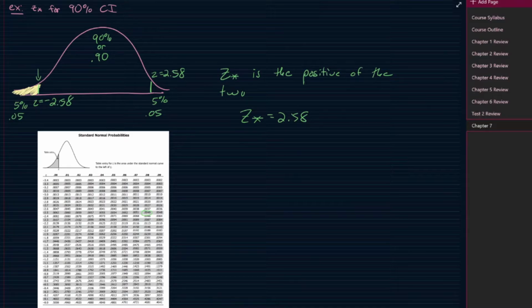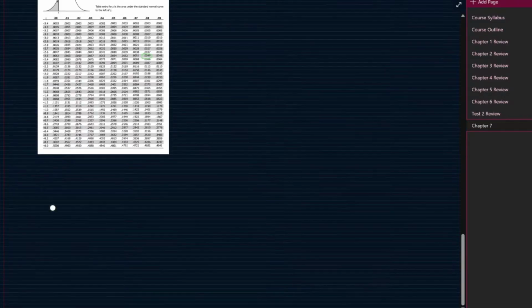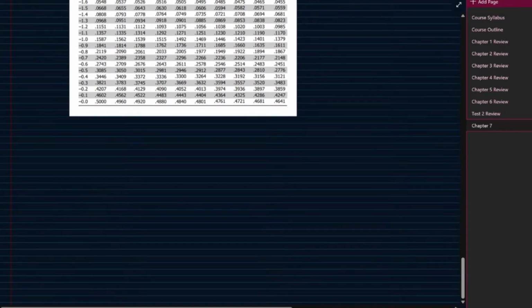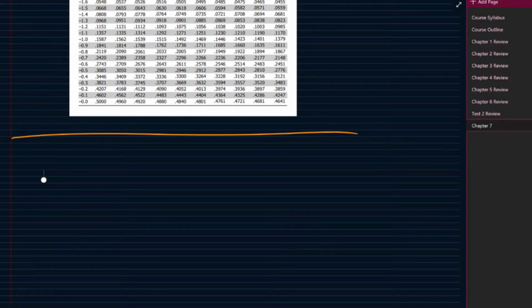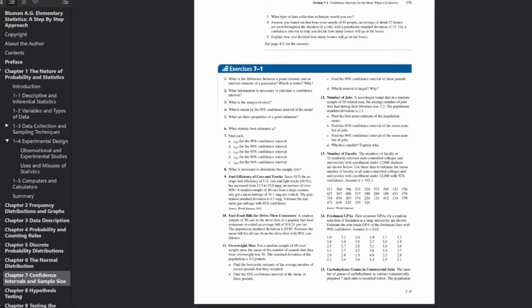So I've got an example here that has a different confidence interval than what we're used to, for an example for us to do together. This one right here is talking about a 98% confidence interval.